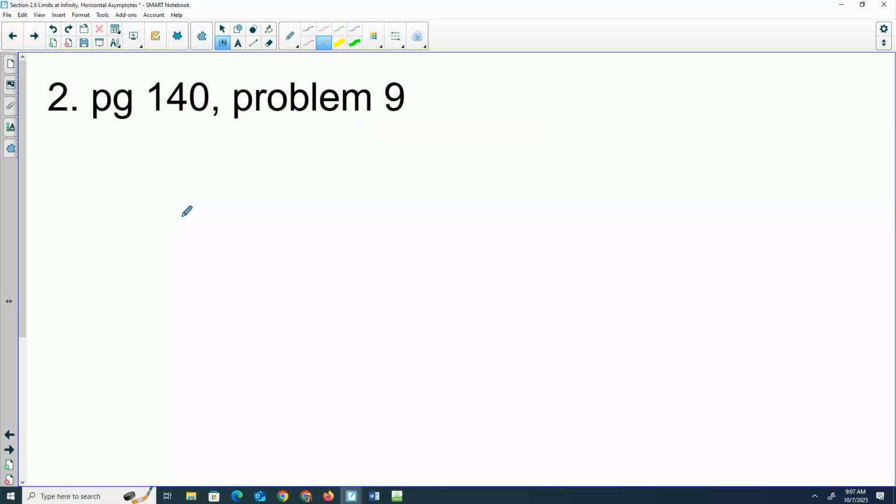Alright, I wanted to look at a problem out of the textbook. There's some like this on the homework, so I want to talk about one. Grab a book.